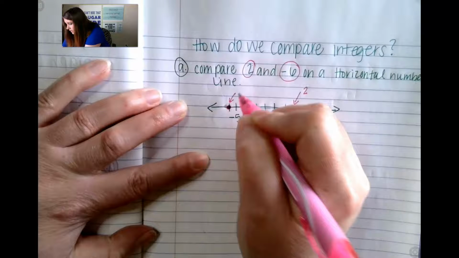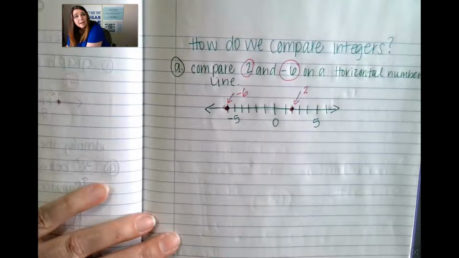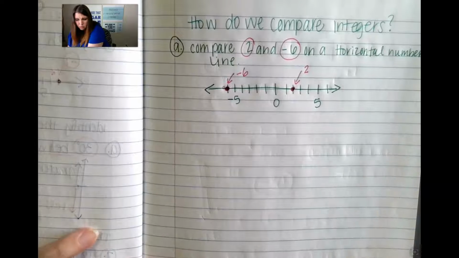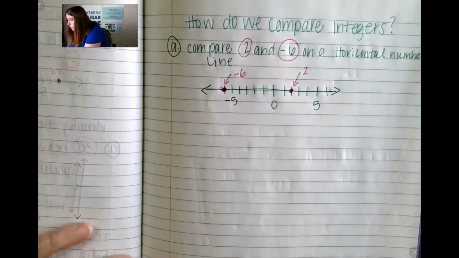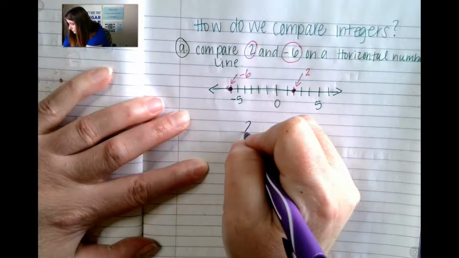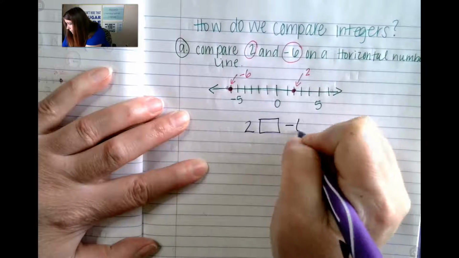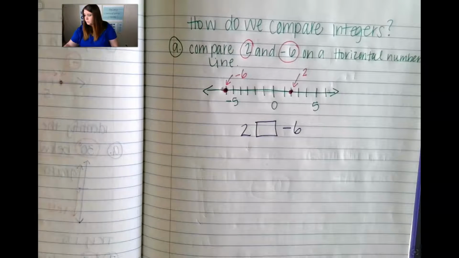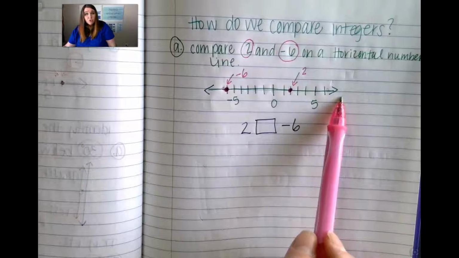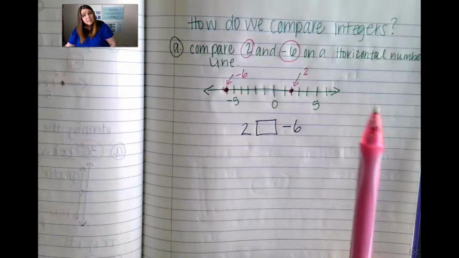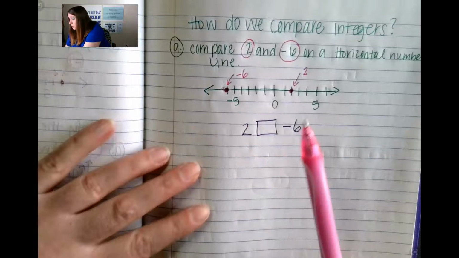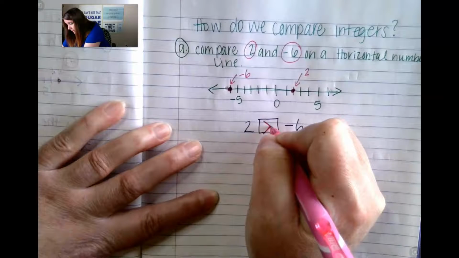This one is negative 6. Now we're going to compare these by using the less than or greater than signs. When we write this, we compare in the same order that they asked. The first number was 2, and we want to know how it compares to negative 6. Because 2 is further to the right on the number line, it is greater than negative 6. Negative 6 is below 0, so it's less than 0, and it's really far away from 0. So we use the greater than sign.